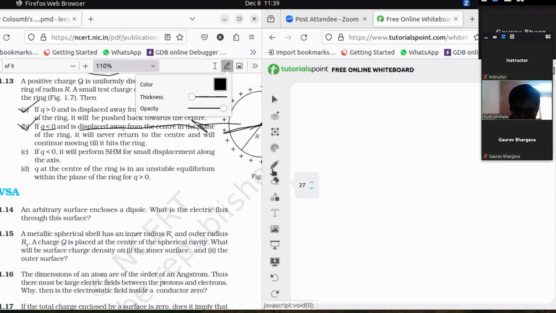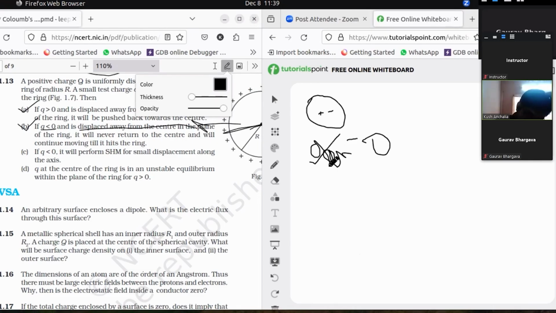This is the surface, and then there is the dipole. Dipole means one plus and one minus. So Q enclosed is zero, however the charges might be placed. And flux directly depends on Q enclosed. It is Q enclosed by epsilon naught. So flux will be equal to zero.